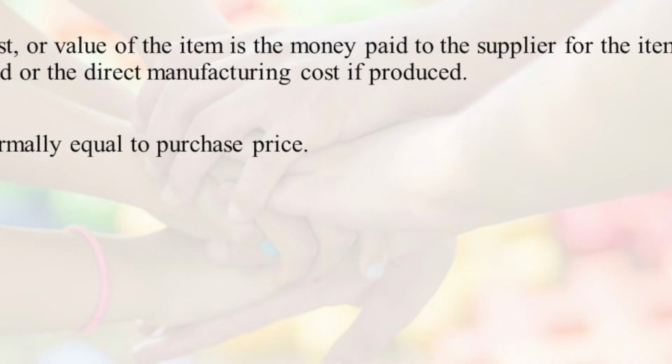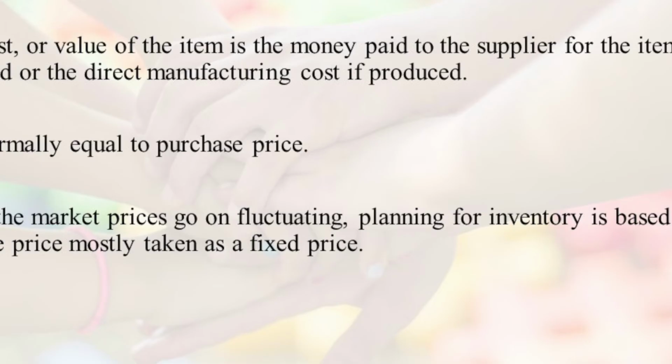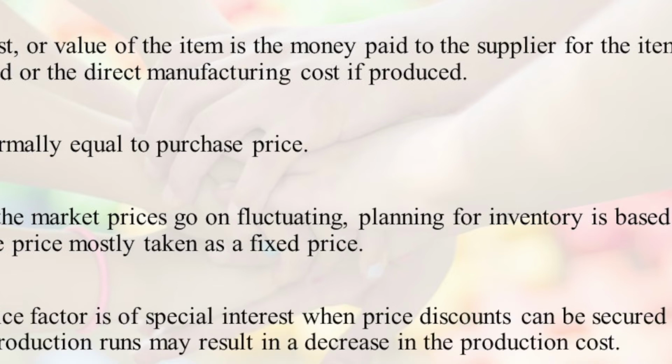Both are equal or both are similar in nature when we consider the economic or the inventory model. When the market price goes on fluctuating, the planning for inventory is based on the average price or mostly taken as a fixed price. The price factor is of special interest when a price discount can be secured or when a large production run may result in a decrease in the production cost. Therefore, the price factor is of topmost interest.